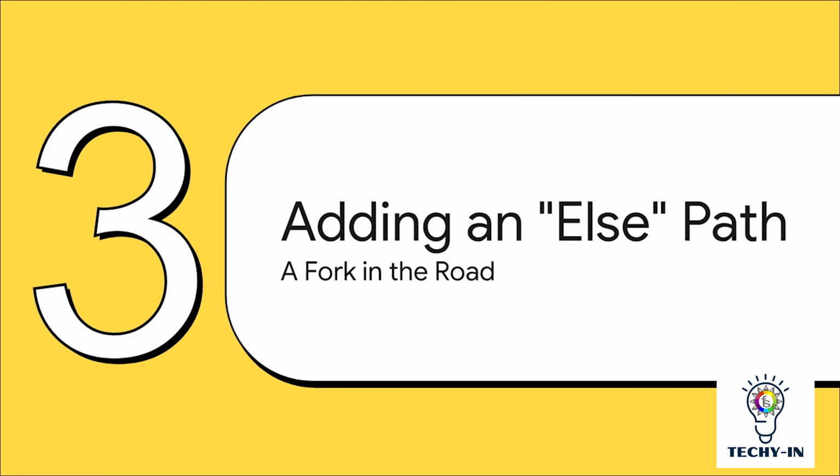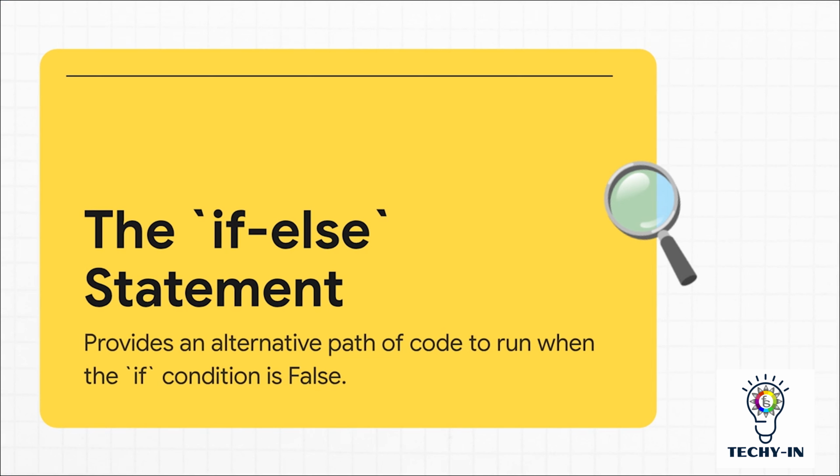But hang on, what if the condition is false? Just skipping the code isn't always what we want. Sometimes we need a totally different action to happen. This is where we give our program a clear fork in the road. And this is where the if-else statement comes into play. It gives our code two distinct paths. If the condition is true, one block of code runs, but if it's false, the else block runs instead. Now our code is guaranteed to do one thing or the other.